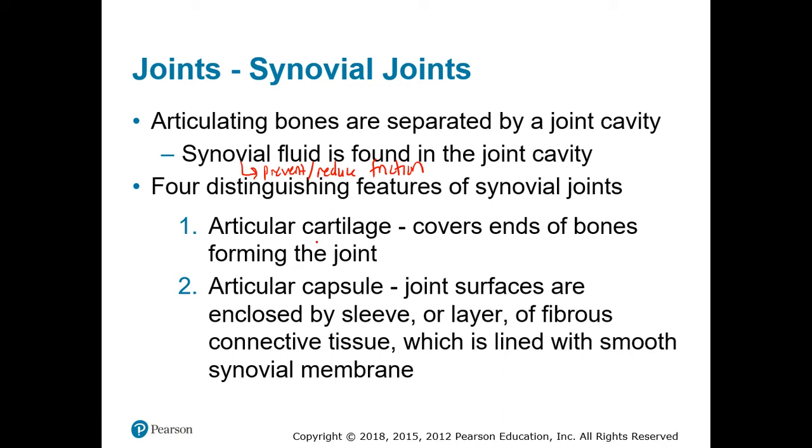First, articular cartilage. They cover the ends of the bones that form joints. So we have mentioned articular cartilage before, found at the end of long bones. Then we have the articular capsule, and this is where it's enclosed in fibrous connective tissue, and it helps line and smooth out that membrane.